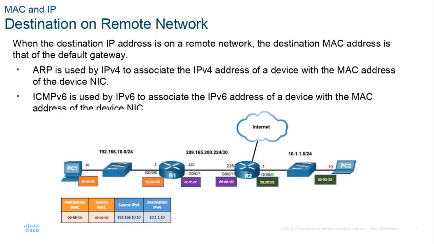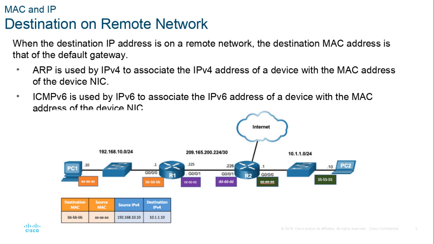Now, what about if I'm trying to send something not to PC2 on my network, but to another device on another network? In this case, PC2 is on a whole other network, say back at the home office. So far as I'm concerned, my MAC address is AAAAAA, and I don't care about PC2's MAC address. MAC addresses are locally significant only. They're only important on that individual network segment.